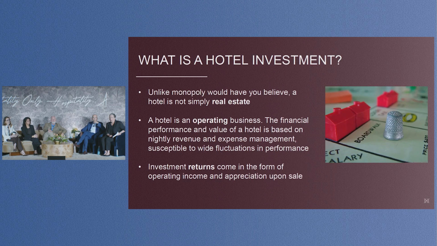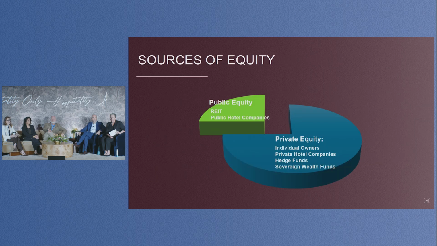All right, what is a hotel investment? You can see here, I'm not going to read it out. It's basically an operating business and real estate. Investment returns come from the operating income and appreciation on sale. All right, sources of equity. Estimates indicate that sources of investment capital are similar in ratio to all real estate investment, with private equity accounting for 75 to 80% and public accounting for 20 to 25%.